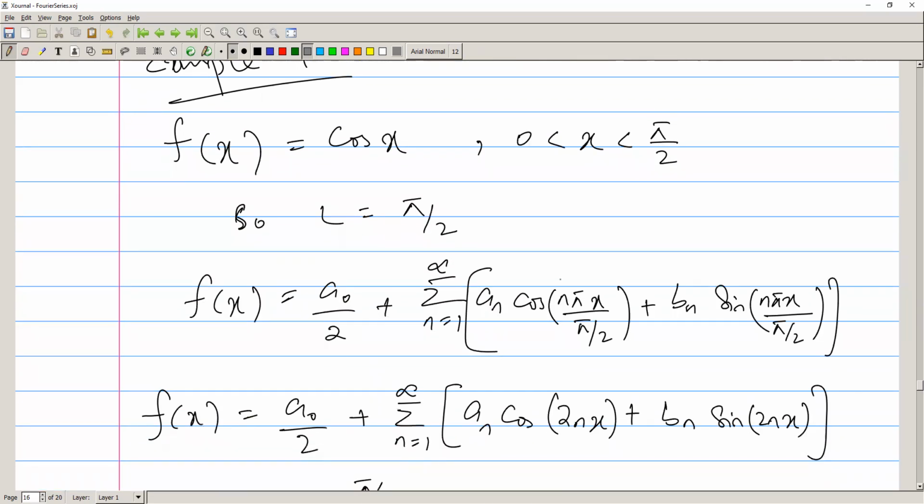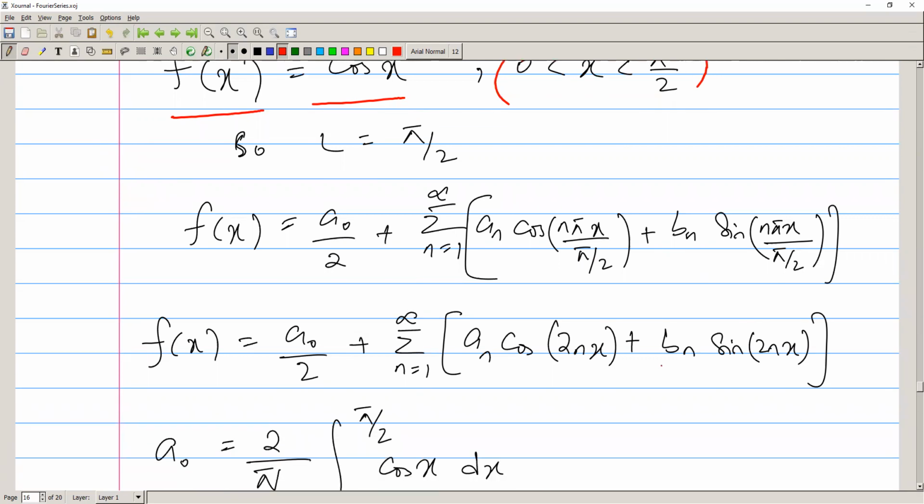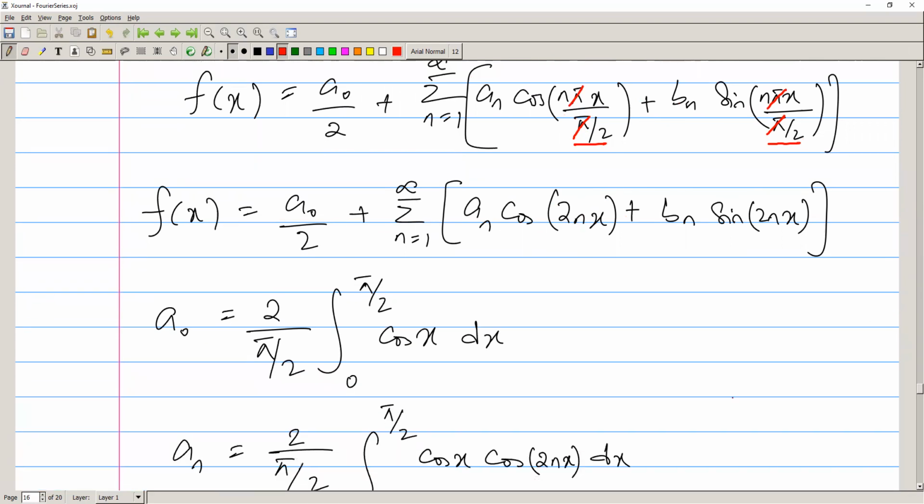And then this is example number 7. f of x is cos x, and it's defined in the interval 0 to pi over 2, right? So now L is equal to pi over 2. So it will become 2nx, pi will cancel with pi. This 2 will be multiplied by nx when we simplify this. And then the Fourier series will be generated like this.